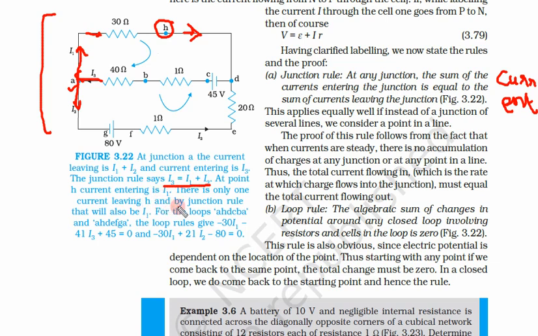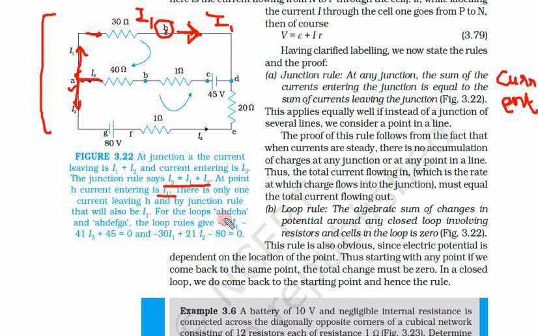By the junction rule, that will also be I1. So the current leaving this junction point is again I1. Why? Because the current entering was I1, so the current leaving must be I1 as well. So the current at this junction point is I1. There is only one current leaving H and by the junction rule that will also be I1.